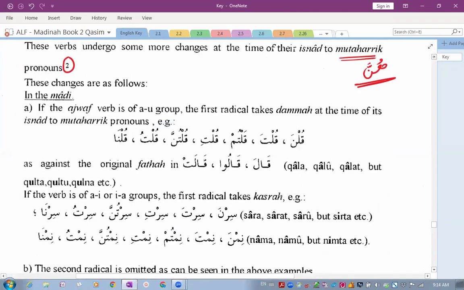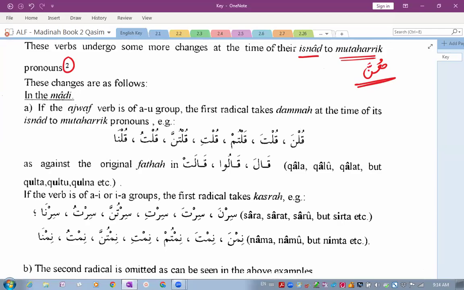Can you just tell me what isnad means over there? Isnad means conjugation. Okay, thank you. Yeah, conjugation to mutaharrik. So isnad is the same as conjugation. It means conjugation up till the mutaharrik, and then isnad after mutaharrik.